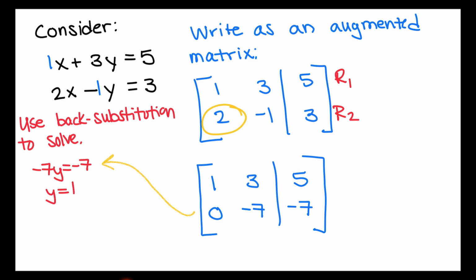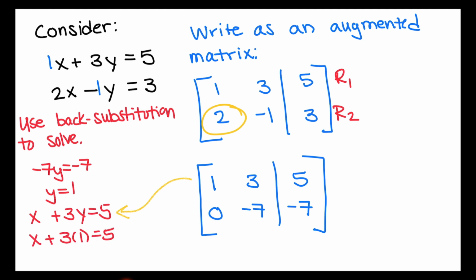Then we work our way up the matrix. So now I take the top row, which is the equation x plus 3y equals 5. I'm going to substitute y equals 1 in for y. So x plus 3 times 1 equals 5, or x plus 3 equals 5. I minus the 3, I get x equals 2. And there's my solution, x equals 2, y equals 1.